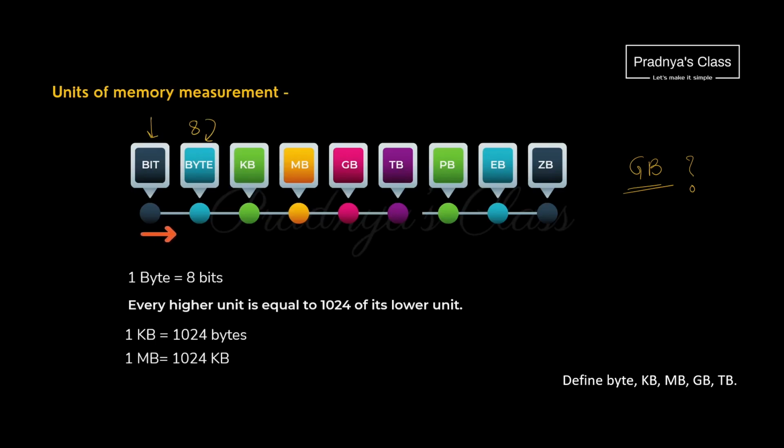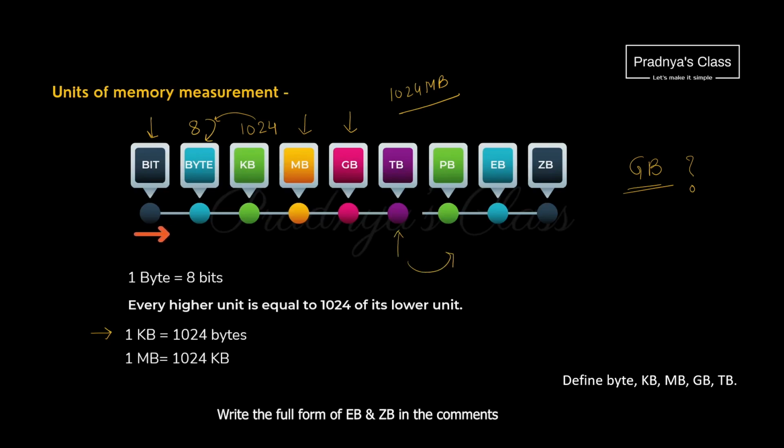After that, every higher unit will get multiplied by 1024 to the previous one. Look at the relationship. 1 kilobyte will be 1024 bytes. In the same way, we have MB, that is megabyte, then GB, gigabyte. So 1 gigabyte will be 1024 megabytes. After that, we have TB, that is terabyte. Followed by that, the next higher unit is PB, that is petabyte. Then EB and ZB. Now you can solve this question if you get it in exam.